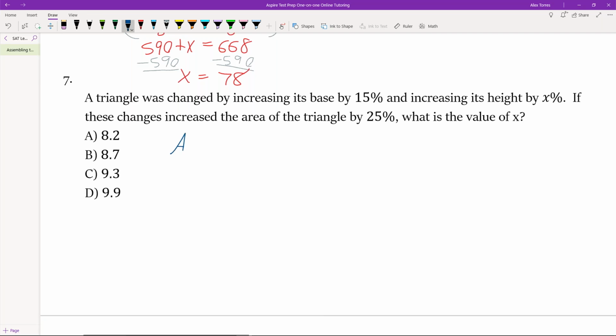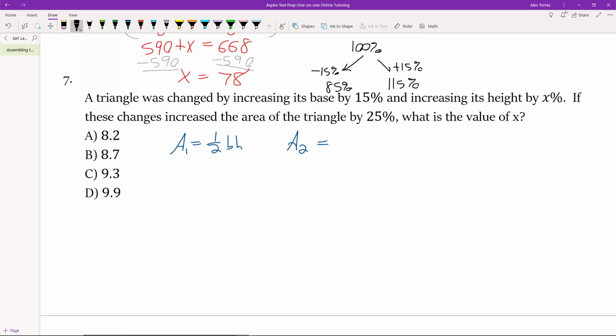So the way to do this is to start with your starting formula. We'll call this A1, the original area of the triangle. And A2 is going to be what happens when you increase the base 15%. Let's talk about that really briefly. With percents, everything starts at 100%. So right now, if you're listening to this video, there's 100% of you listening to this video. If you take away 15% from that, it's going to leave you at 85%. And if you add 15% to that, it's going to take you to 115%.